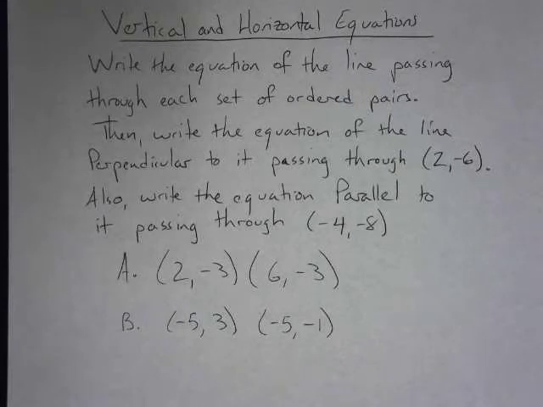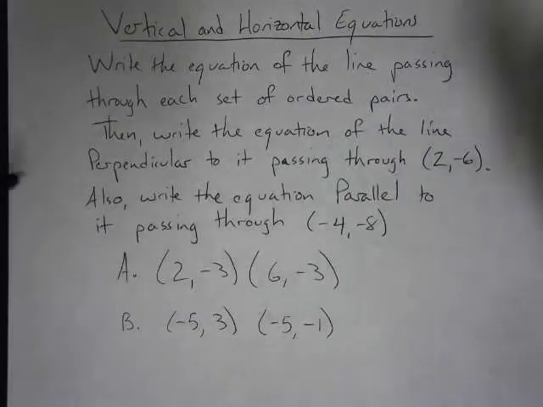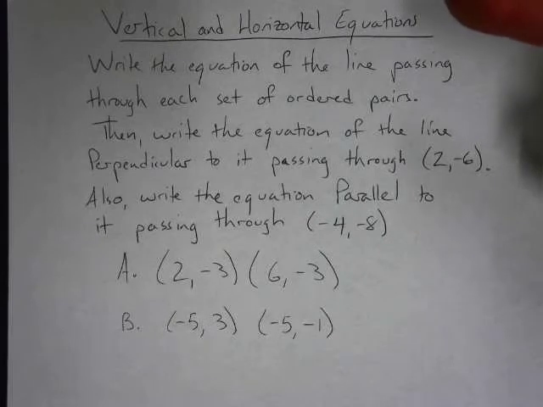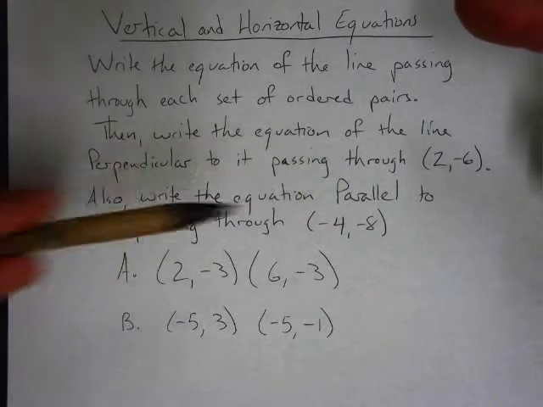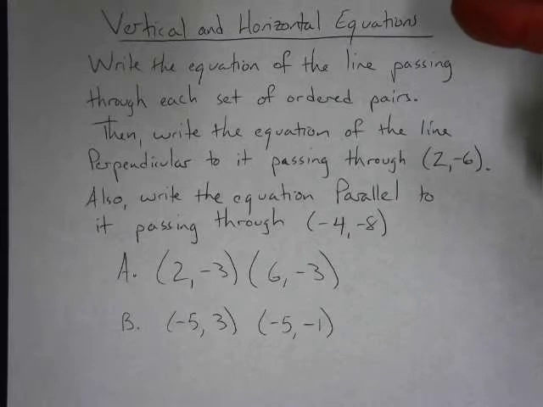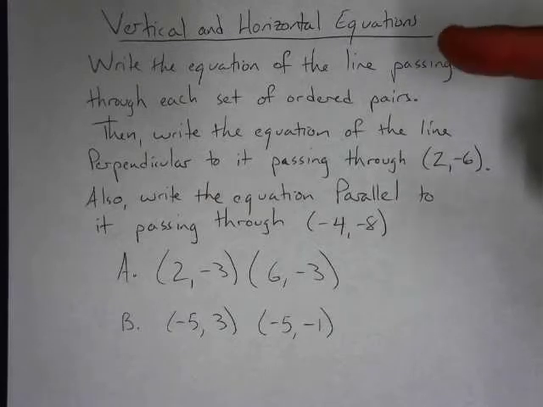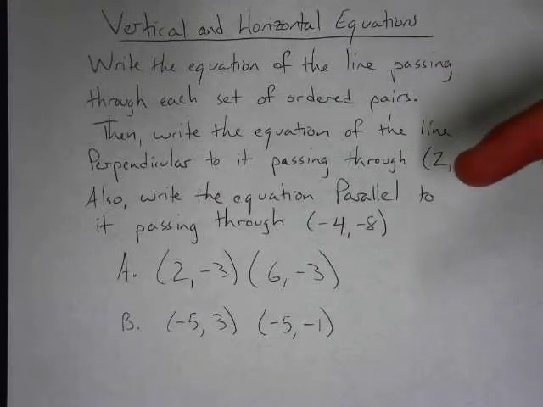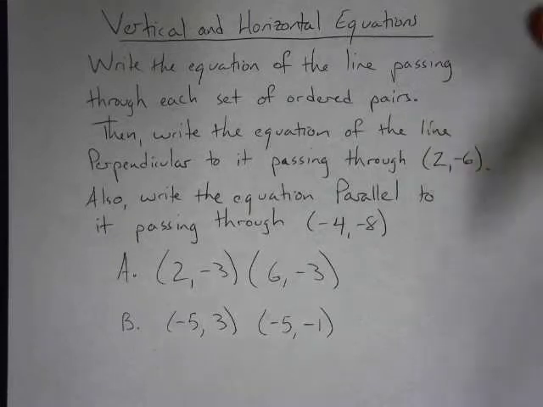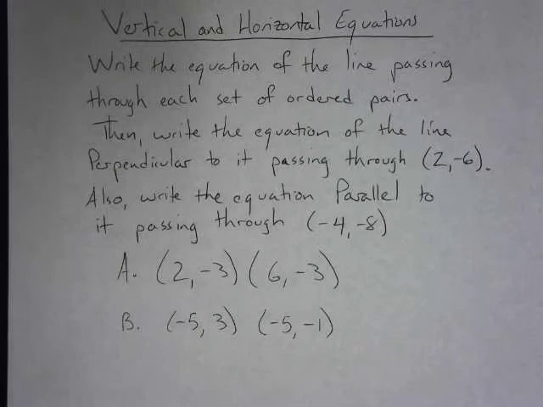So the directions: write the equation of the line passing through each set of ordered pairs. So that means we're going to do one thing, right? Then we're going to write the equation of the line perpendicular to that passing through 2, -6. It's another thing we got to do, right? And then we're going to write the equation of the line parallel to it passing through -4, -8, a third thing we have to do. So for each of these, A and B, we got to do 3 things. Make sure you understand that. Always know what's being asked of you before you start doing anything.